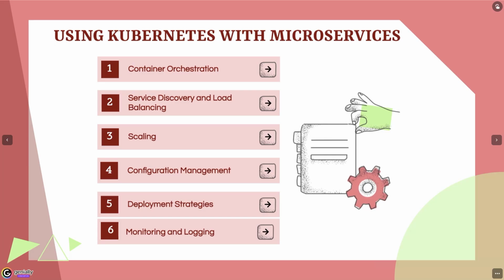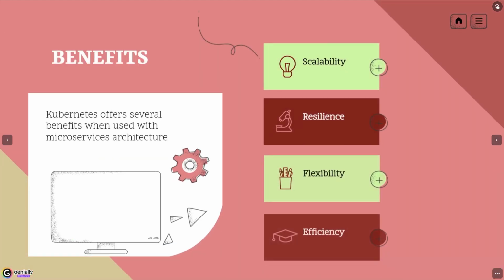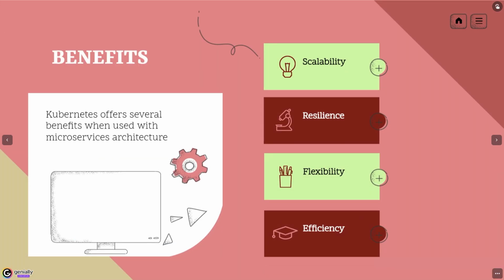And last one is monitoring and logging. Kubernetes integrates with monitoring and logging tools, providing insights into the performance and health of microservices deployed within the cluster. This visibility is crucial for troubleshooting and optimizing application performance. So, there are some benefits of using Kubernetes. One is scalability.